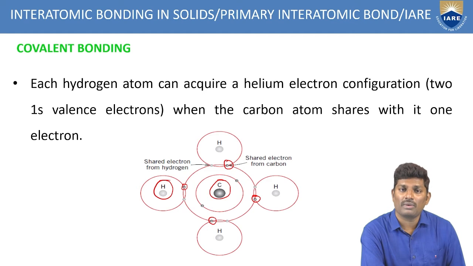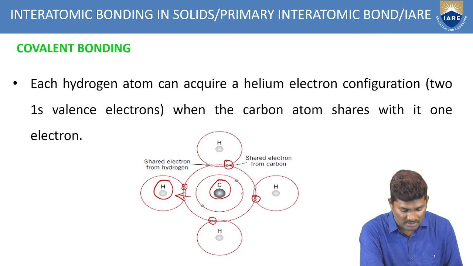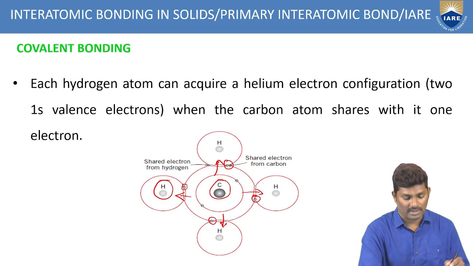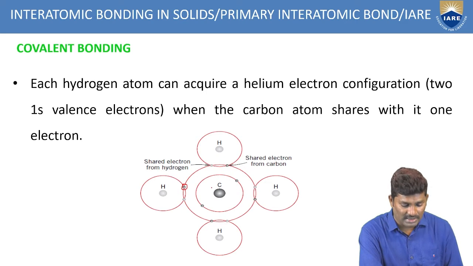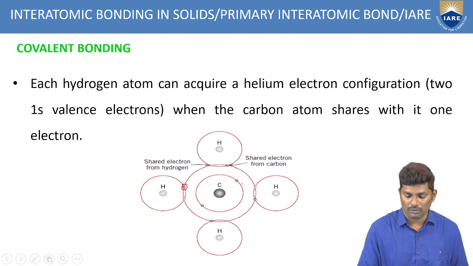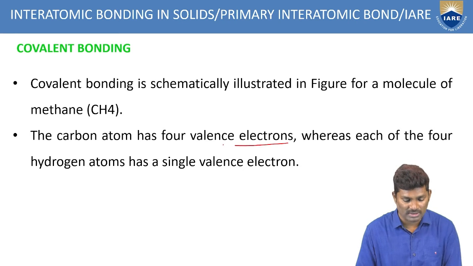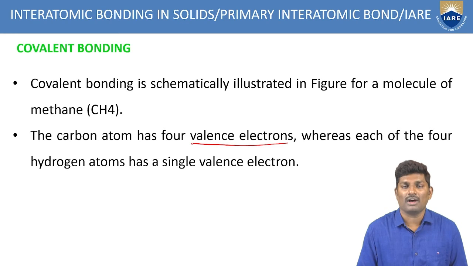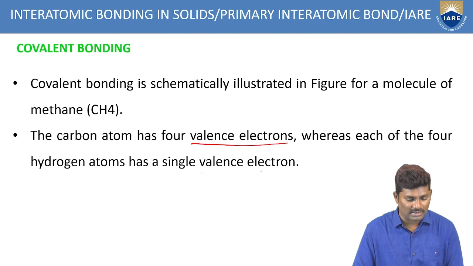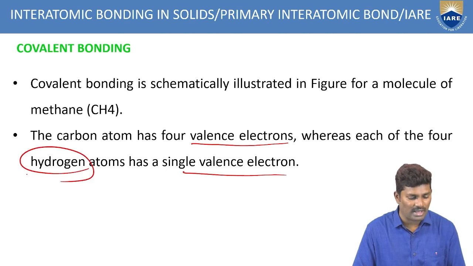And what is happening in the covalent bond? It has to share with the adjacent. So this is the adjacent for the carbon. So carbon is sharing its electrons with the adjacent hydrogen. So that's why you can see in this figure. Initially the carbon is having 4 valence electrons. And how many valence electrons do you have for the hydrogen? You have a single valence electron for the hydrogen.